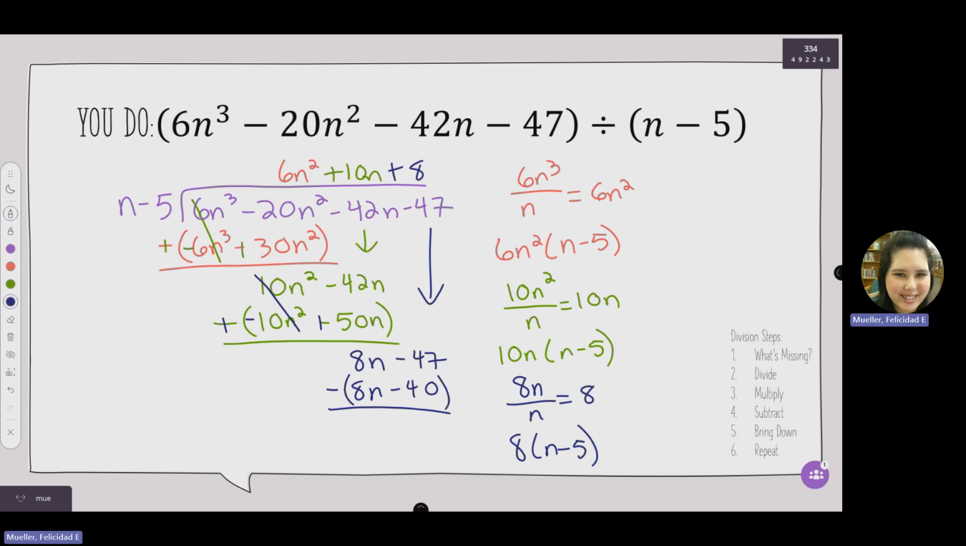We are subtracting that. So let's switch our signs. Plus, minus, plus. 8n's cancel out. Negative 47 plus 40 is negative 7. So I have a remainder of negative 7. So our actual answer is going to be 6n squared plus 10n plus 8 minus 7 over n minus 5.